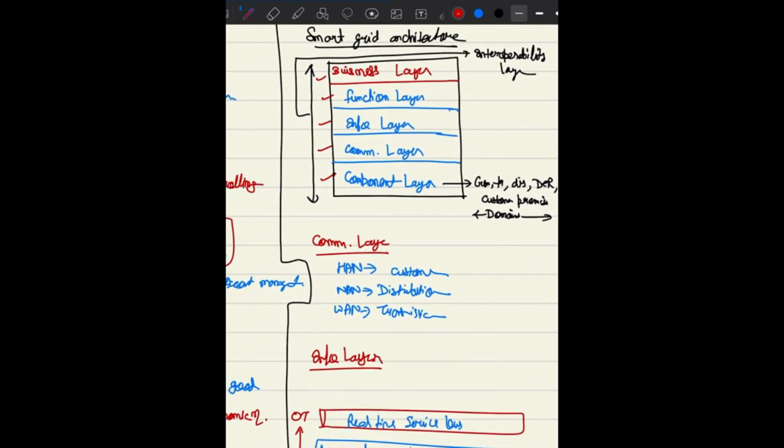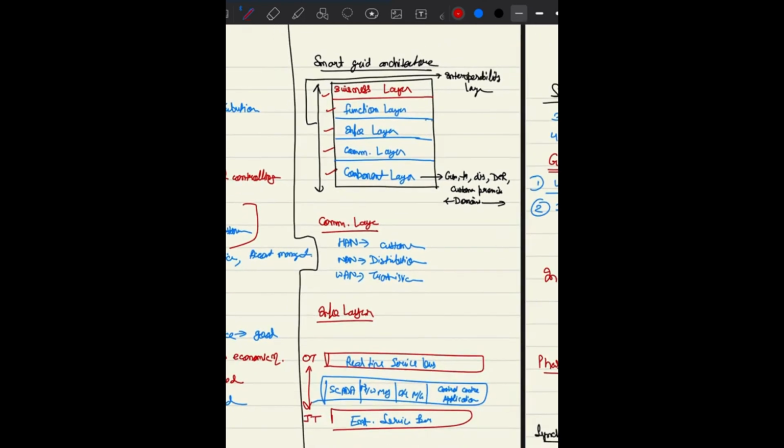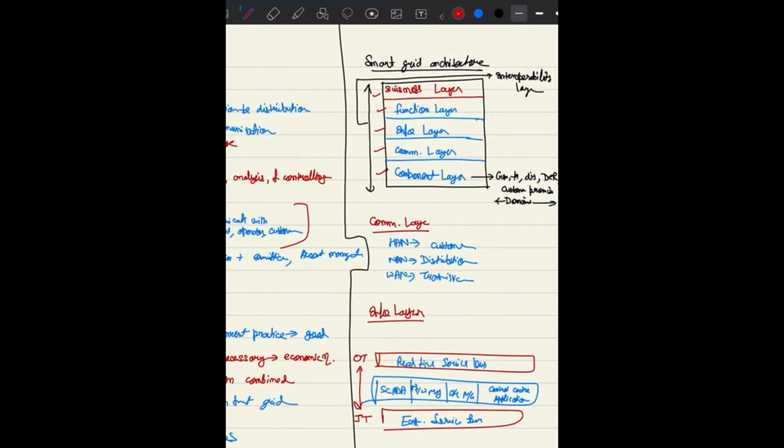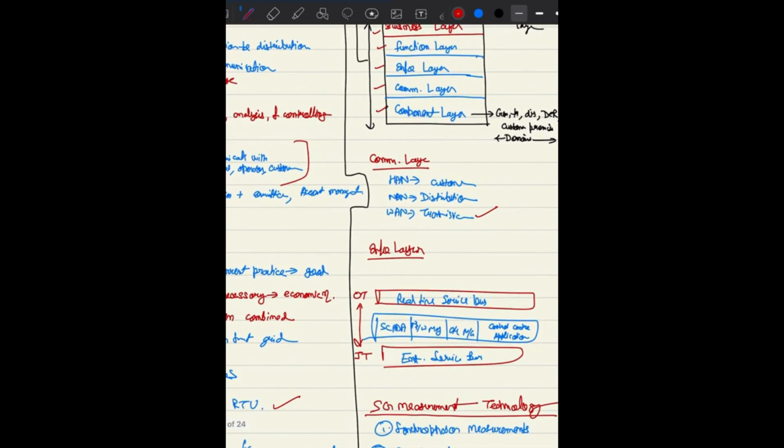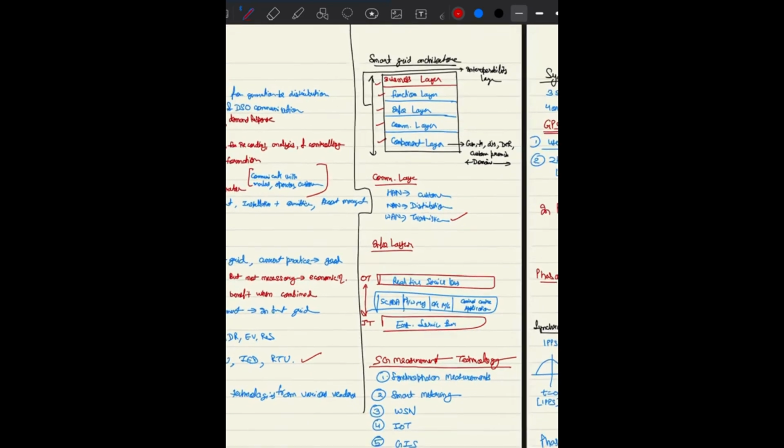Whenever we talk about the different types of layers, we have the communication layer, which is used for HAN, house area network, for the customer, neighborhood area network for the distribution system, and wide area network for the transmission system. The information layer is our IT and OT system. For IT we have a service bus, and for OT we have a real-time service bus. So that is IT-OT convergence, and it provides our information layer.